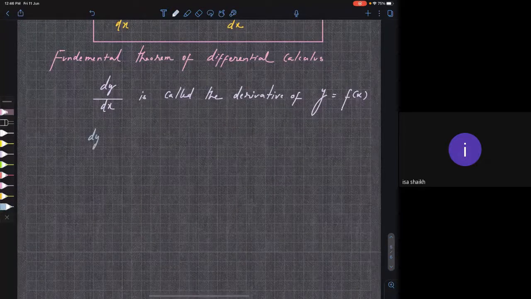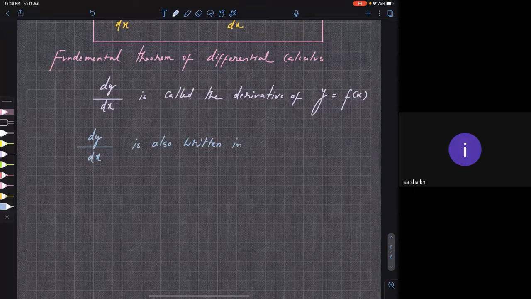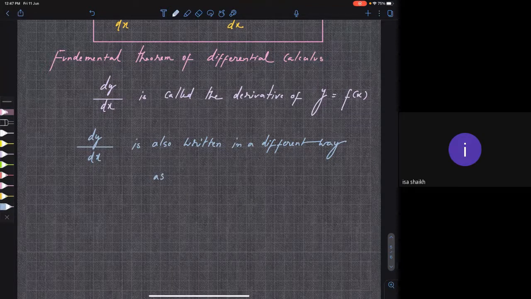Dy by dx is also written in a different way as f dash of x. It is also written as f dash of x.